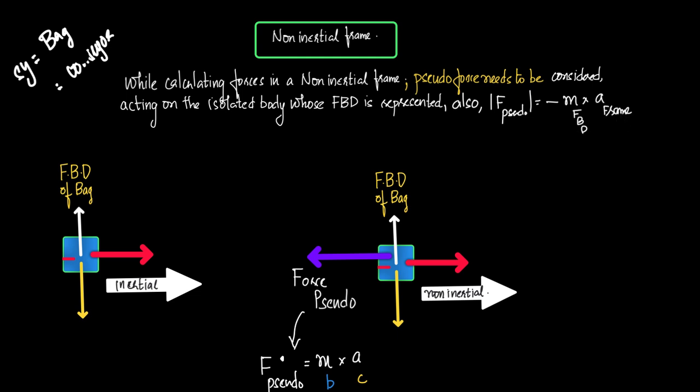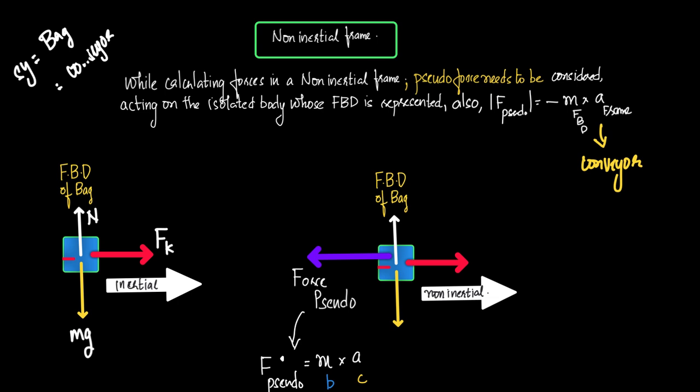And what is the frame here? The frame in this case is the portion where the man is standing, and the man is standing on the conveyor. Therefore, the conveyor is considered to be the frame, and pseudo force will be calculated using the acceleration of this frame and not the acceleration of the bag. Okay, so if you consider the inertial frame and the free body diagram of the bag in the inertial frame, there are only three forces acting on it. Number one, the normal reaction. Two, the weight of the body acting downwards. And then you have kinetic friction acting towards the right.